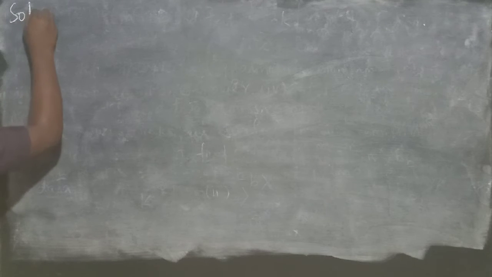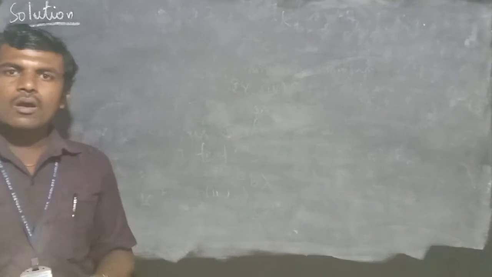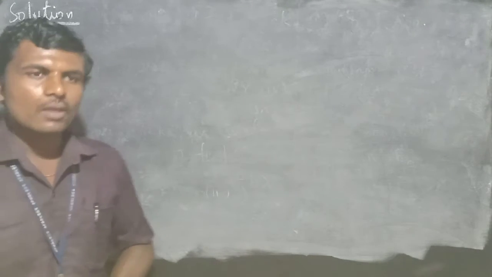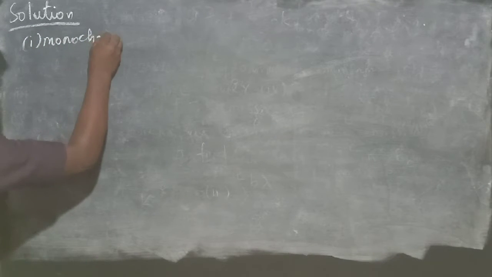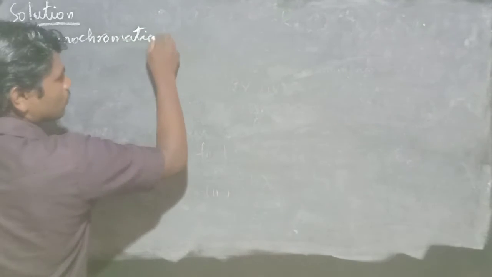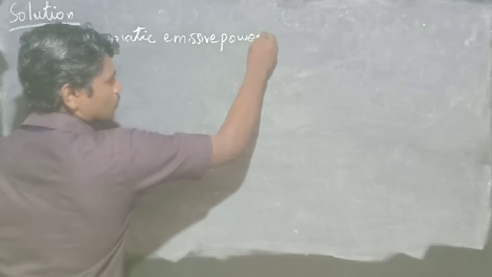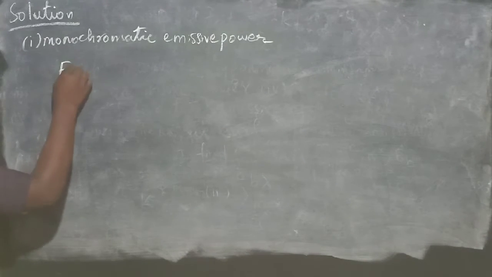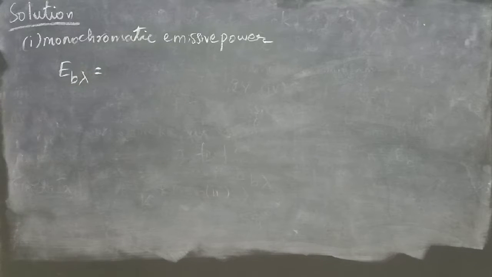How can you solve the problem? What do we need to find first? Monochromatic emissive power. First one, monochromatic emissive power. The symbol is Eb lambda.